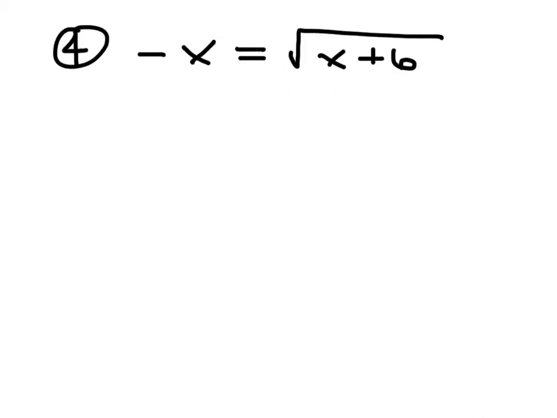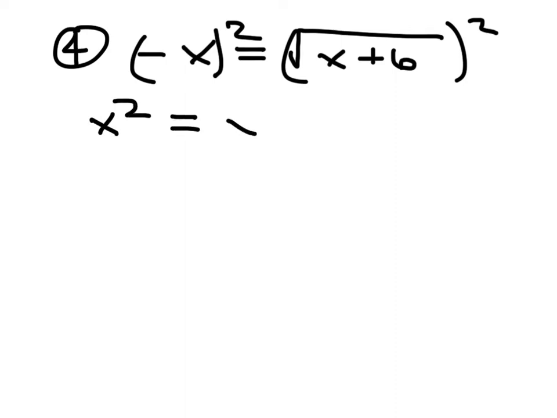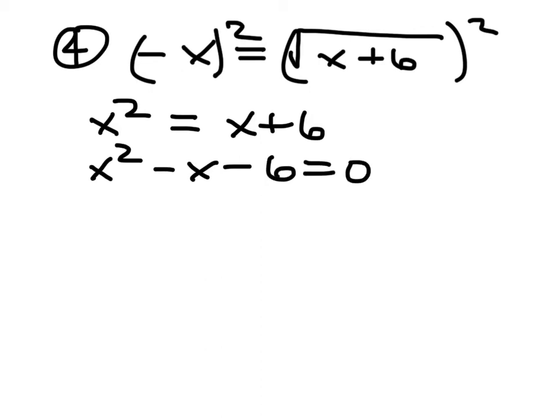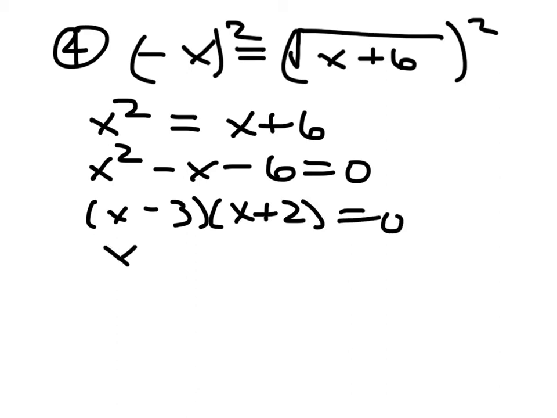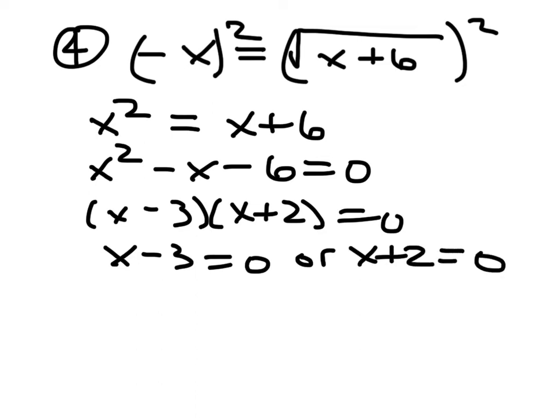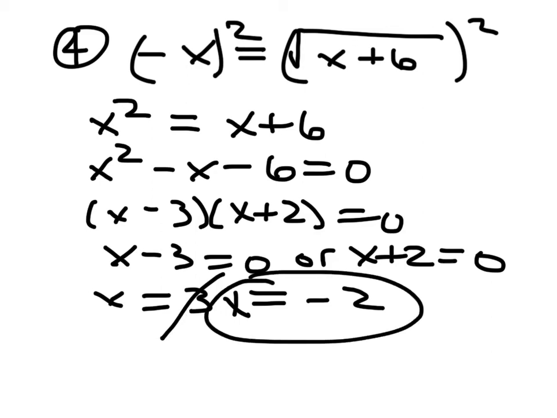To solve the radical equation, I will square both sides. And I'll get x squared equals x plus 6. It's quadratic. I'll get all the terms on the same side. Factor. Set each factor equal to 0. And solve. Three doesn't check. Negative 2 is the answer.